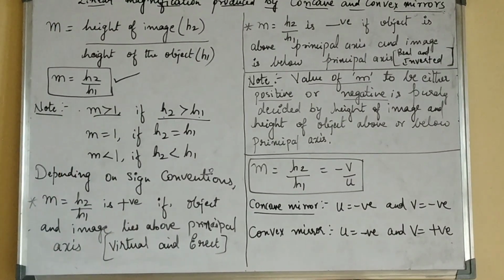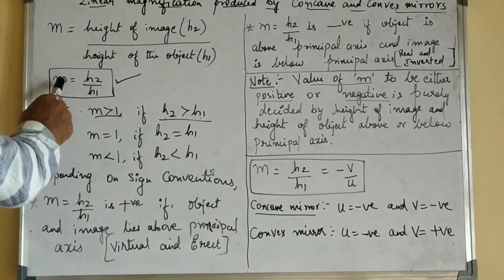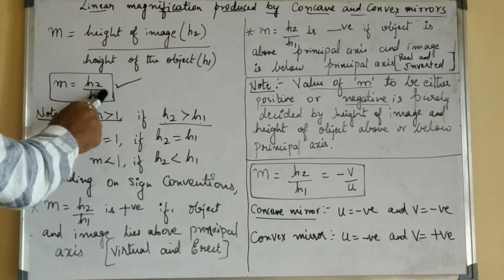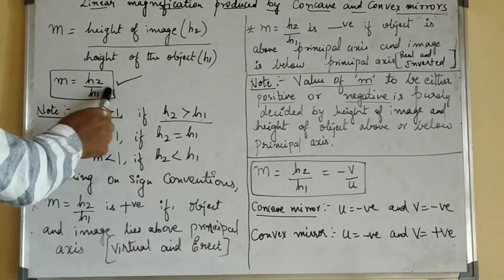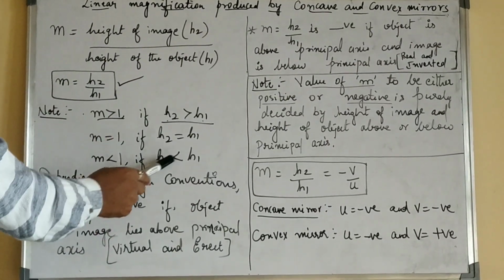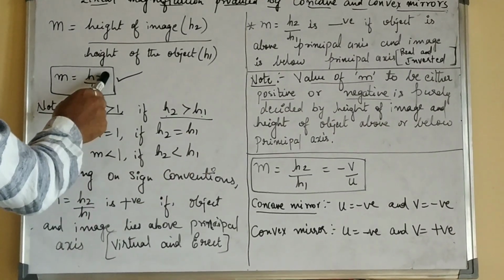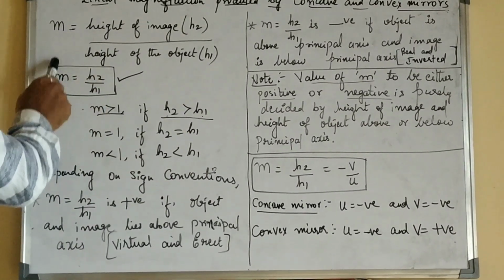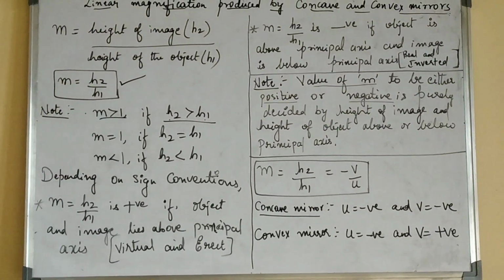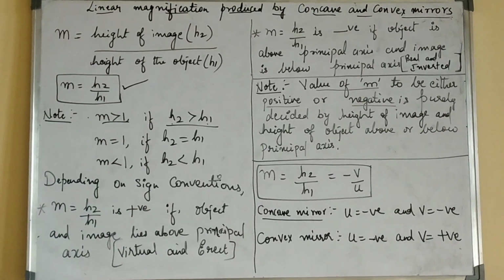Then the third observation, that is m less than 1. When m is less than 1, obviously the denominator should be more. When the denominator is more, this quantity decreases, which means h2 is less than h1, or h1 is greater than h2. If h2 is less than h1, then the value of m is less than 1. So these are the three observations that we can make from the magnification formula.